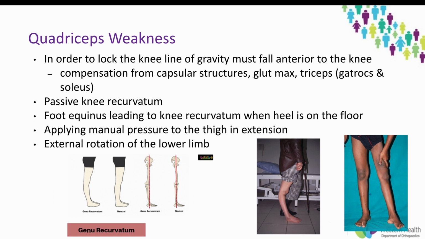There are a number of ways to achieve the line of gravity in front of the knee. This can be via passive knee recurvatum. It can be from a foot equinus deformity leading to knee recurvatum when the heel is on the floor. Patients can also apply manual pressure to the thigh to give extension, and there can be external rotational deformities of the lower limb.